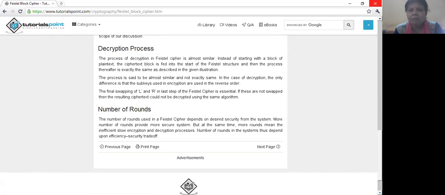In the case of decryption, the only difference is that the subkeys used in encryption are used in the reverse order. The final swapping of L and R in the last step of the Feistel cipher is essential. If these are not swapped, then the resulting cipher text could not be decrypted using the same algorithm.